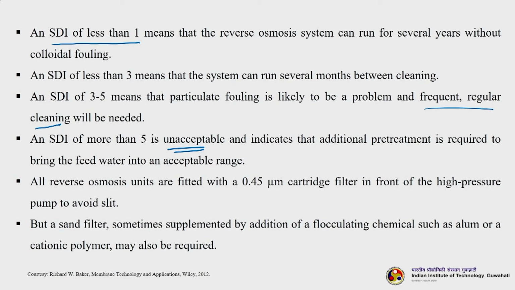So, all RO units are fitted with a 0.5 micron cartridge filter in front of the high pressure pump to avoid silt, and a sand filter, sometimes supplemented by the addition of a flocculating chemical such as alum or cationic polymer, may also be required.